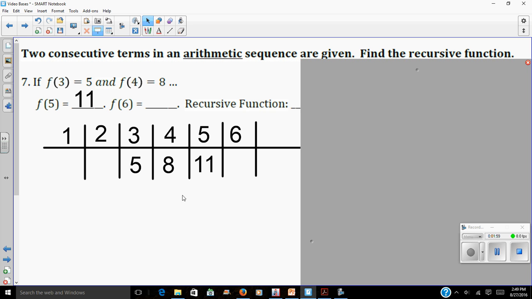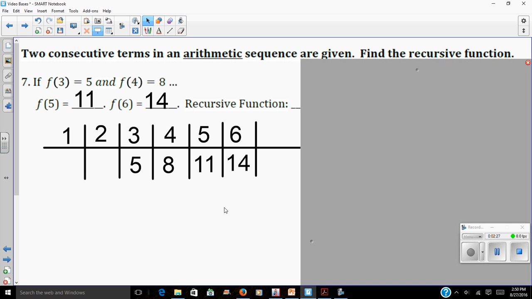There we go. And again, the pattern continues. We're looking for f of 6, the sixth number in the pattern. F of 6 will be, because we add 3, 14. So let's add 14 to our table, and let's add 14 to our answer spot over here. Alright, so we have our fifth and sixth terms, and read out loud, that's f of 5 equals 11, and f of 6 equals 14.